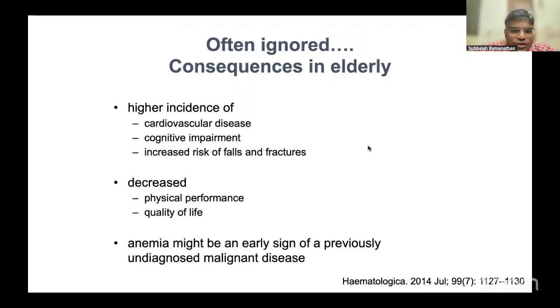In adults, we take less than 12 grams in females and less than 13 grams in males as anemia. In pregnancy, it is less than 11. One important thing is this could be an early sign of a previously undiagnosed malignancy. That is important. So we need to evaluate anemia whenever we encounter it, and not ignore those abnormal values.